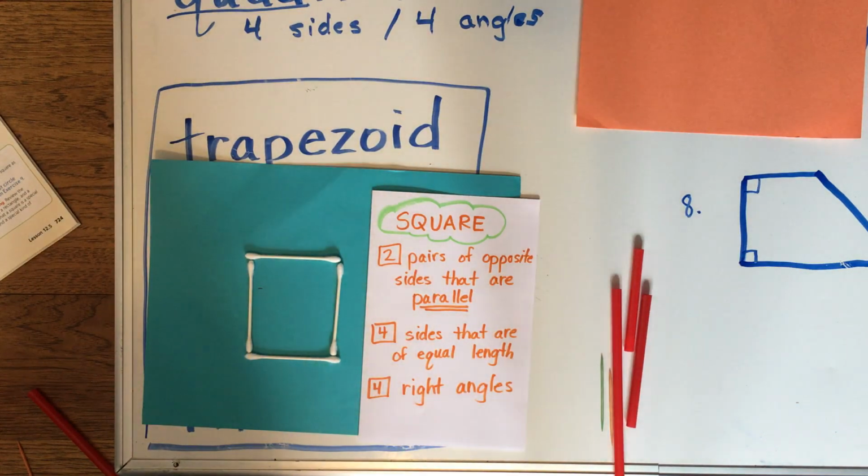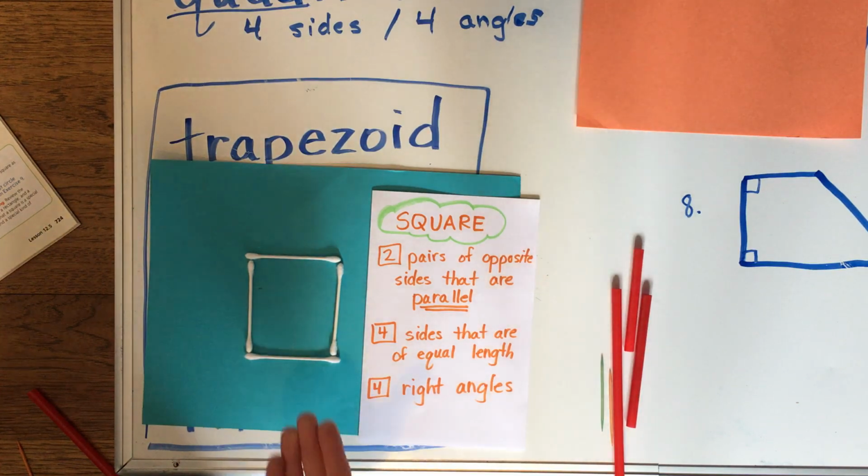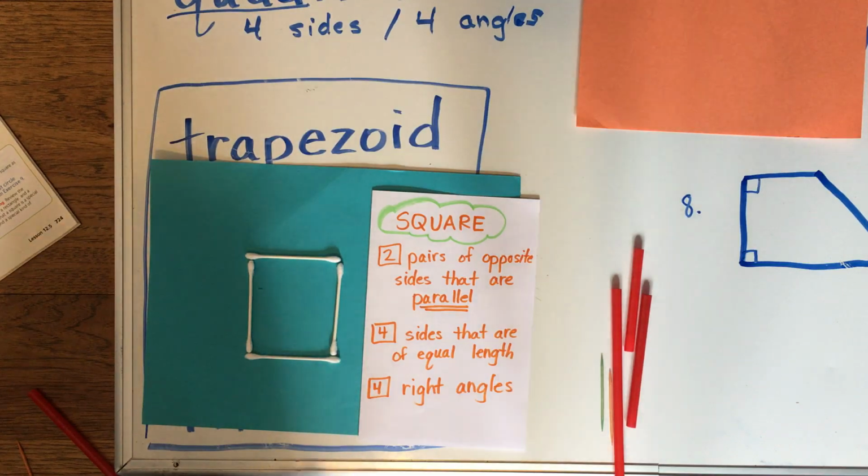Okay, so a square is in fact a rectangle, isn't it? It's just more specific. It has more qualities. Is a square a trapezoid? Yeah, because a trapezoid only has to have at least one pair of parallel lines. This one happens to have 2 pairs. So we could call this a trapezoid. We could call this a quadrilateral because it has 4 sides. We could call it a polygon. But we know that when we name shapes, we use the most specific.